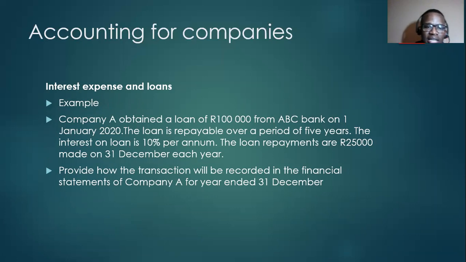Right? So an example is that there's a company A that obtained a loan of 400,000 from ABC Bank on 1 January 2020. Then the loan is repayable over a period of 5 years. The interest on the loan is 10% per annum. The loan repayments are 25,000 and made on the 20th December each year. From here, we can see that we have a loan that we've obtained of 100,000 and the loan interest is 10% and the payments are 25,000. Then we are told to show how the transaction will be recorded in the financial statements of company A for the year ended 31.